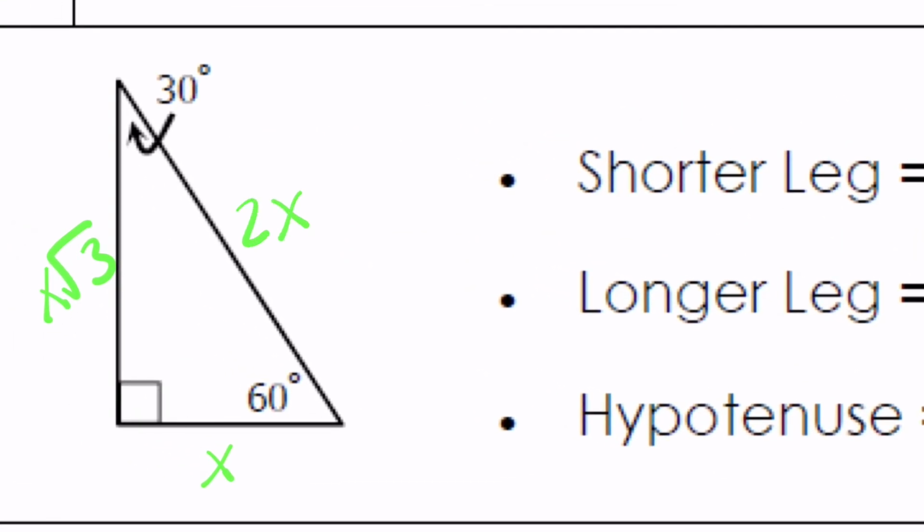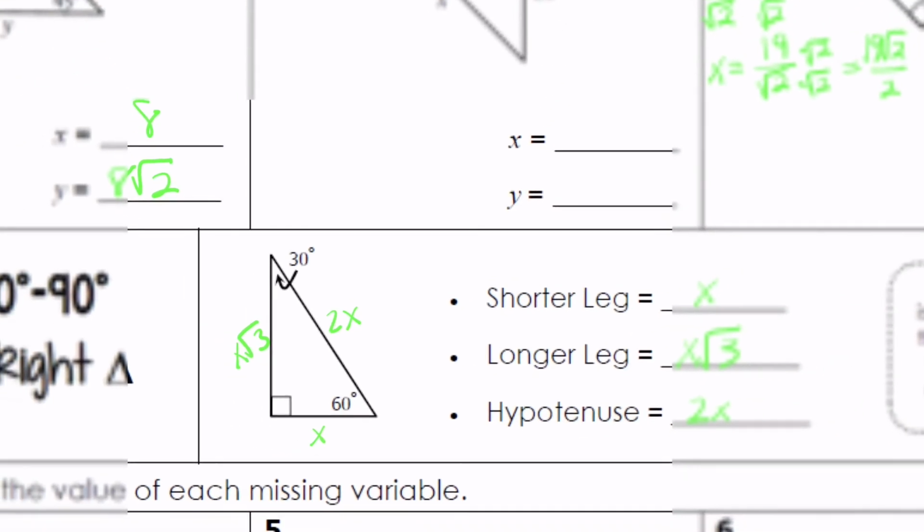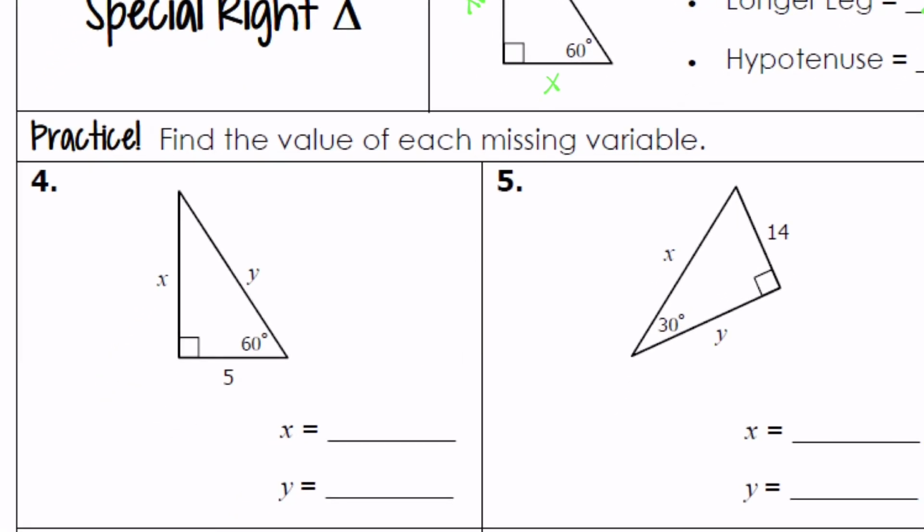This doesn't make it too terrible, okay? So we can use this to find each of the missing variables in 4 through 9. Actually, I think there's more on the back. But for right now, we're just going to be looking at 30, 60, 90s on 4 through 9. We can use the info we're given to find the missing variables.